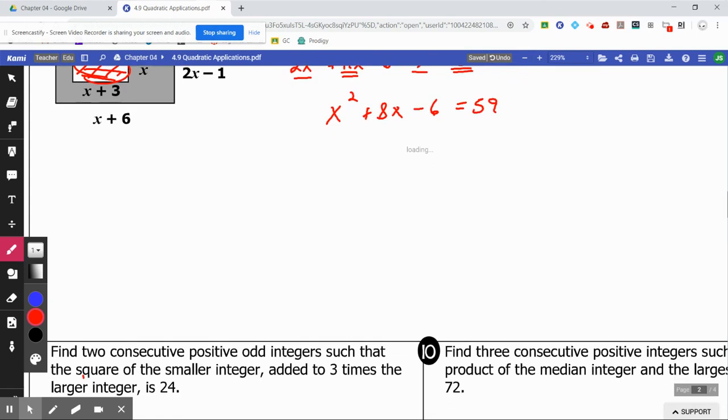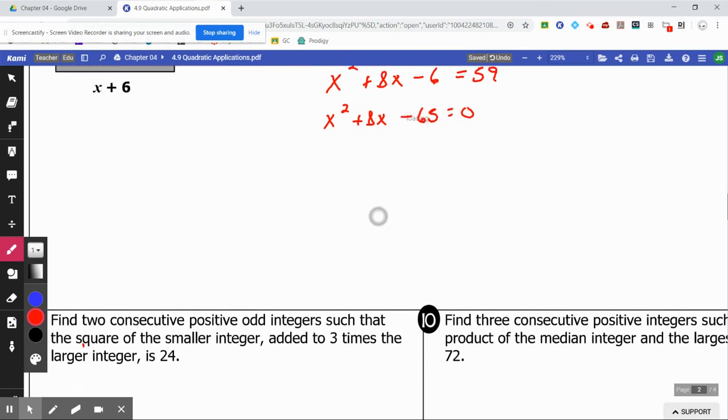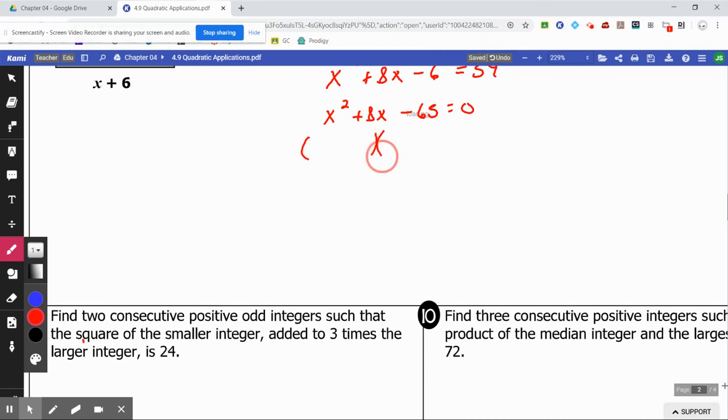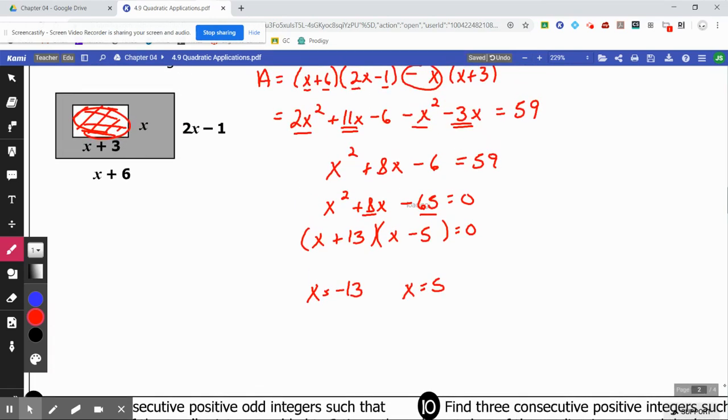Let's move everything to the same side. Subtract the 59 over, and that gives you x squared plus 8x minus 65 is equal to 0. That is going to be factorable. Two sets of parentheses, x and x. Adds and multiplies will be a positive 13 and a negative 5. So x is either equal to negative 13 or x is equal to 5. Going back, can x be negative 13? Could you plug it in here and say this side length is negative 13? No, you cannot. So x must be 5.